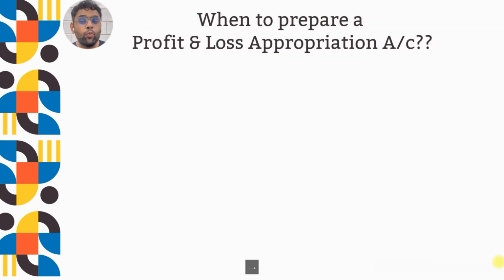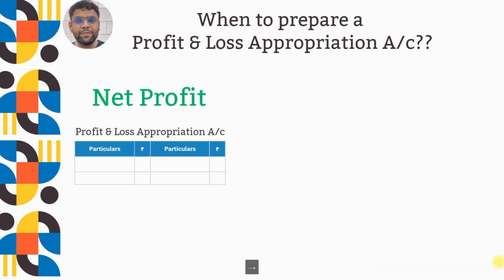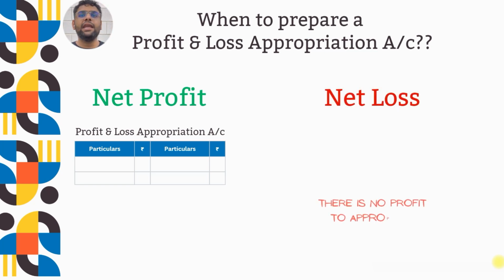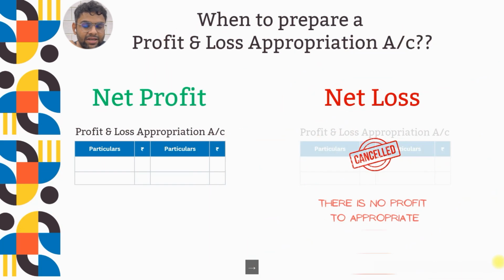Now the question is when to prepare a profit and loss appropriation account. Now, in case of net profits, if the business has earned net profits, you will have to create a P&L appropriation account because these profits need to be appropriated or allocated or distributed. But if you are in a net loss situation, कोई profit ही नहीं है तो आप क्या appropriate करोगे? Therefore, in a net loss situation, there will not be a P&L appropriation account. Always remember this. I hope you followed the basic concepts of P&L appropriation account.